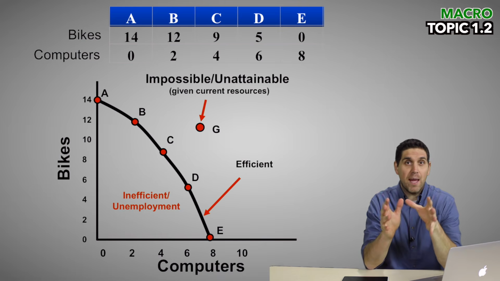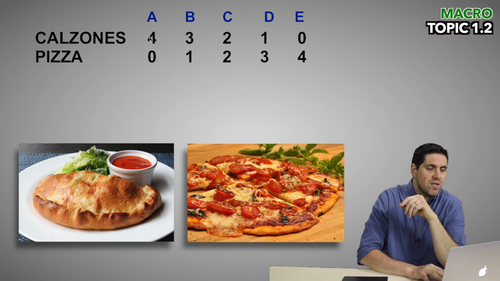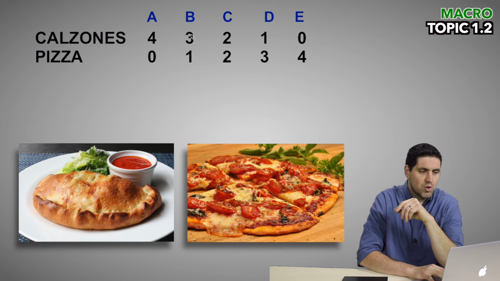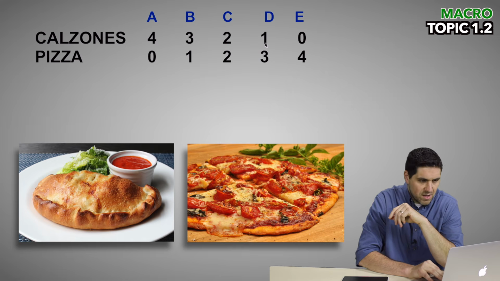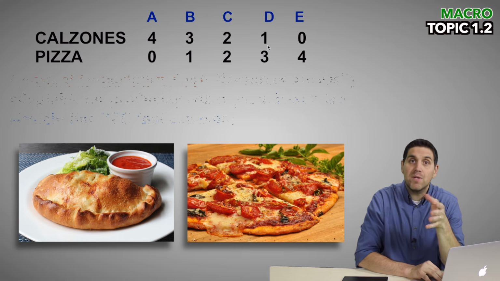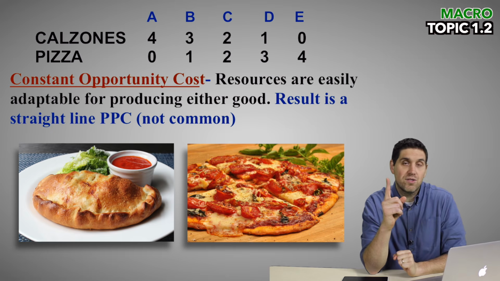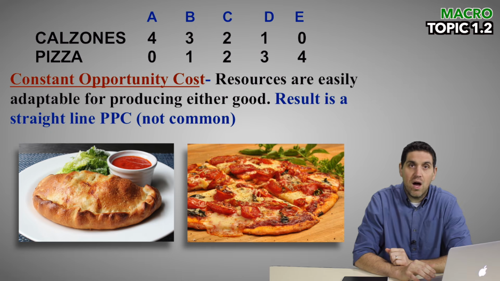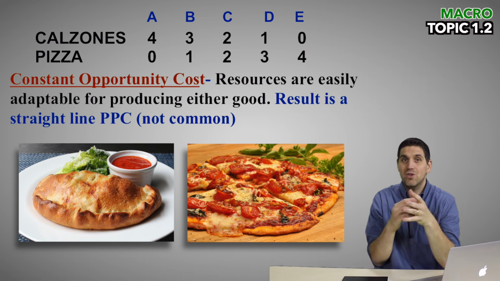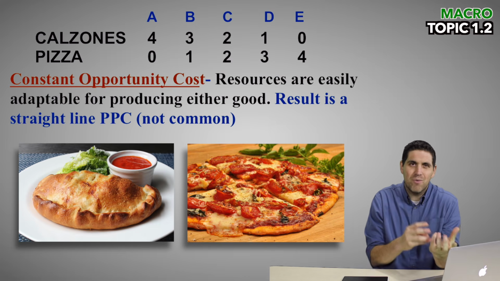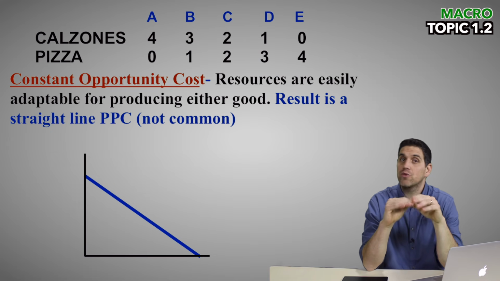Okay, there's a couple different shapes to this graph, and I want you to take a look at it. Let's talk about calzones and pizzas. Notice when you produce another pizza, you lose 1 calzone. When you produce another pizza, you lose another calzone. When you produce another pizza, you lose 1 more calzone. Now the opportunity cost here is constant. Every single time you produce a pizza, you lose 1 calzone. That's called constant opportunity cost, and it shows you that resources between the two products are very similar. Right? You can use resources for pizza, the same resources for producing the calzones. Now it's going to result in a production possibilities curve that's a straight line.